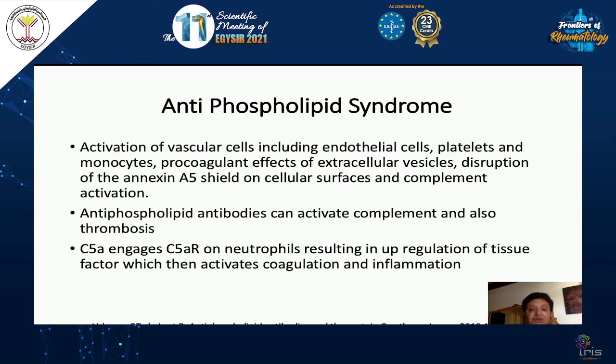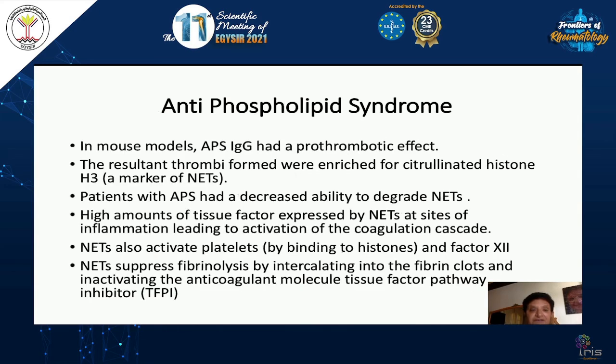C5a engages C5a receptor on neutrophils, resulting in upregulation of tissue factor, which then activates coagulation and inflammation. Do we have proof for that? Yes. In mouse models, antiphospholipid IgG has a prothrombotic effect. The resultant thrombi formed were enriched for citrullinated histone H3, which can be coming from the source of NETs. Patients with APS have a decreased ability to degrade NETs.